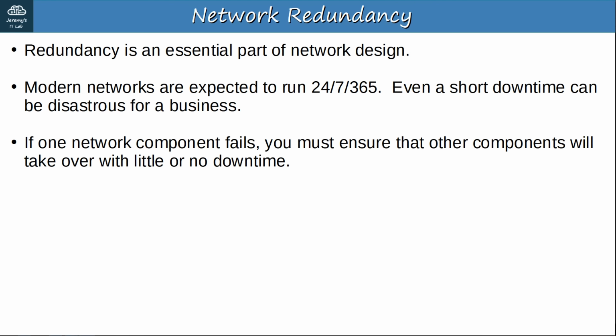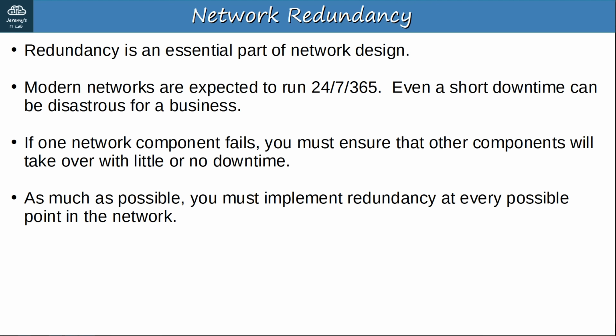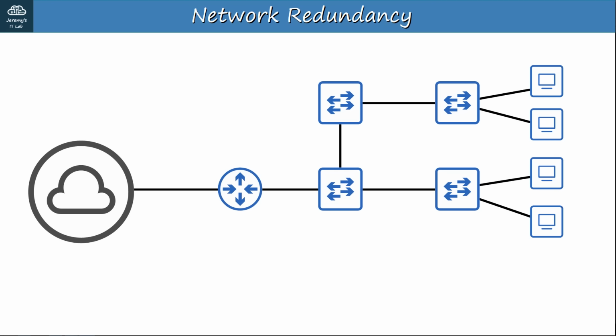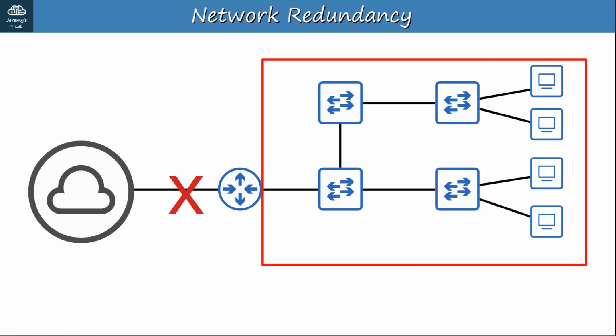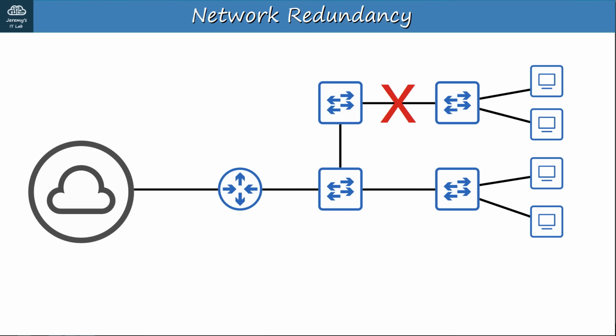If one network component fails, you must ensure that other components take over with little or no downtime. Finally, as much as possible, you must implement redundancy at every possible point in the network. As network engineers, we are responsible for business-critical infrastructure, so we have to make sure that that infrastructure is resilient to failures as much as possible. First off, here is a poorly designed network. There are many points of failure here which could cut off connectivity. For example, if this connection is cut due to a hardware failure, this entire network loses connectivity to the internet. Or, if this connection is cut off due to a hardware failure, these hosts lose connectivity within the LAN and out to the internet. Okay, those are just 2 examples.